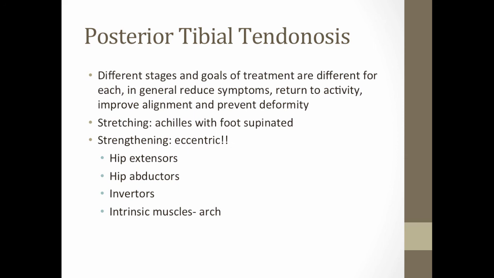They may be put in an orthotic or an AFO, but we need to stretch the Achilles with the foot in supination. We need to strengthen the inverters, muscles of the arch, hip extensors, and abductors because they've been found to be weak in this population, especially focusing on the eccentric component of these muscle groups. And we want to use orthotics to decrease the tissue stress that's going across this region. So make sure you're addressing the stretching, certainly the support to decrease stress, and work on strengthening.